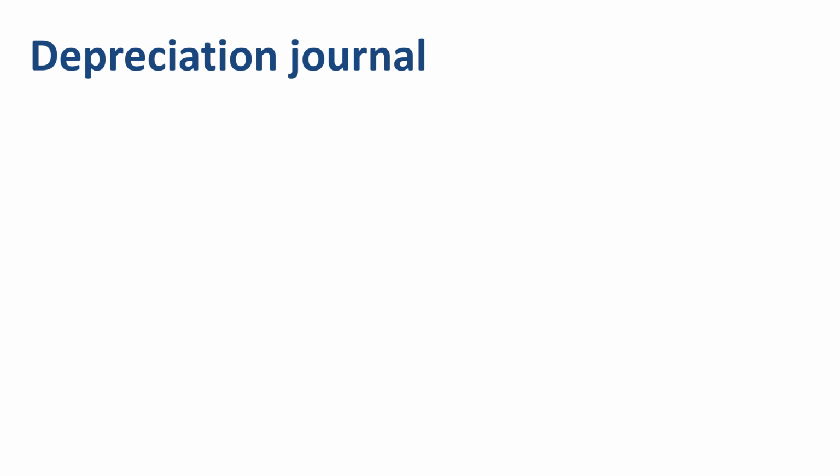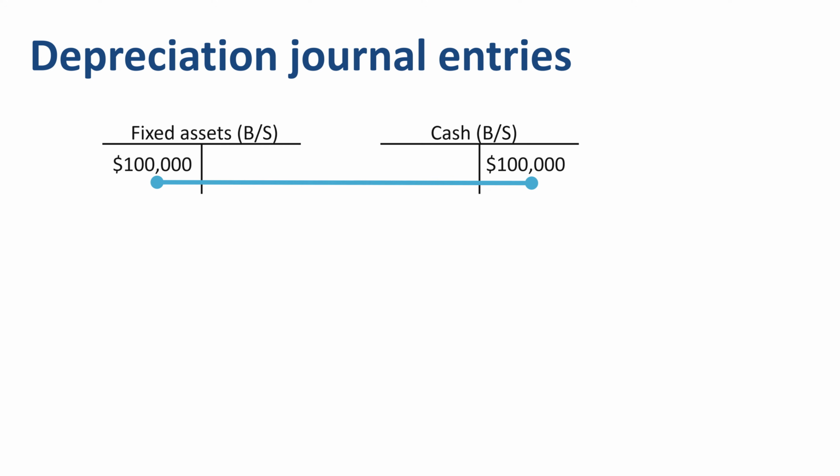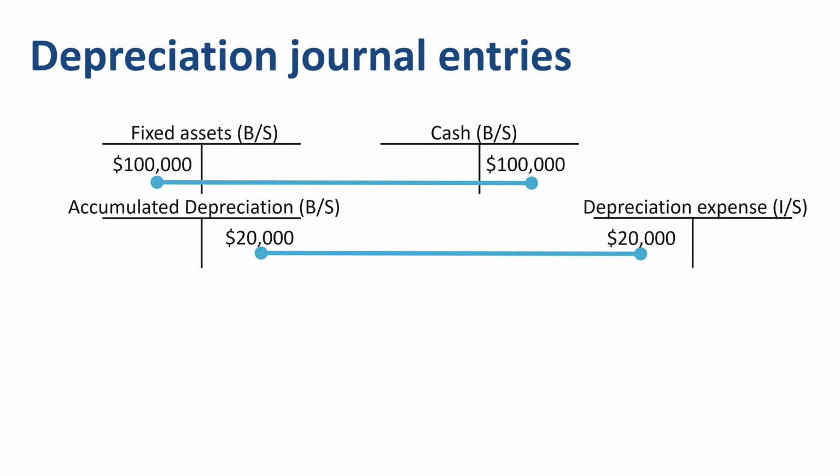The journal entries for straight line depreciation are as follows. When buying the asset, debit fixed assets on the balance sheet for $100,000, credit cash on the balance sheet for $100,000. When recording the annual depreciation expense, debit depreciation expense in the income statement for $20,000 and credit accumulated depreciation on the balance sheet of $20,000.